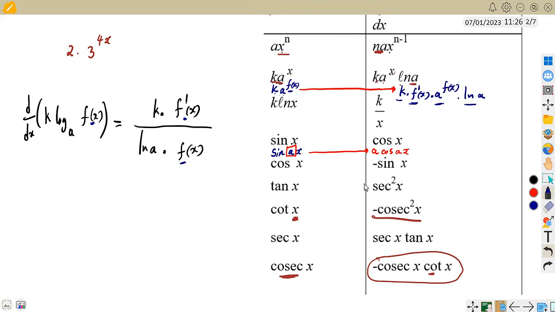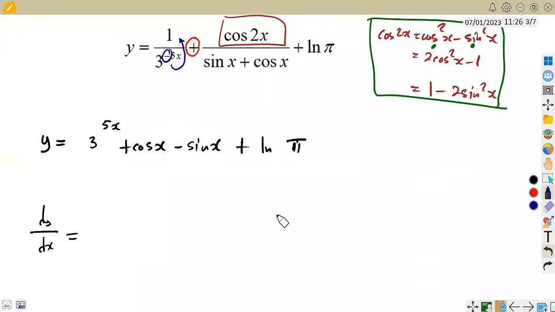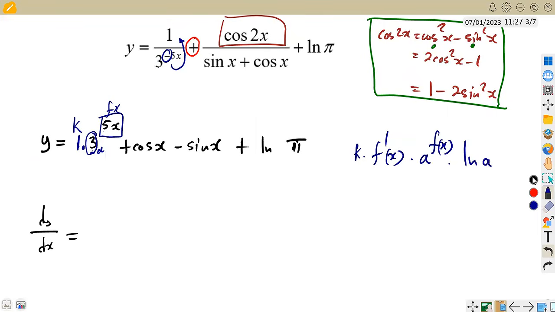We are given our number as 3 to the exponent of 5x, meaning to say the constant here is a 1. It's 1 times 3 to the exponent. This is our a, this is our f of x here, and this is your k, your constant, which is 1. So as we saw, we are going to have k times the first derivative with respect to x times a to the exponent of f of x times ln of a. And our constant in this case is a 1, and 1 does not affect, so we are not going to work with it.